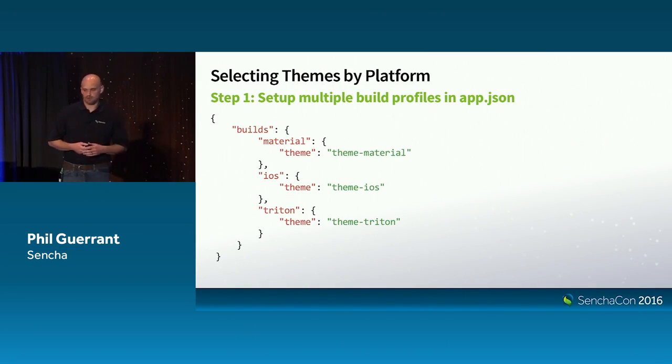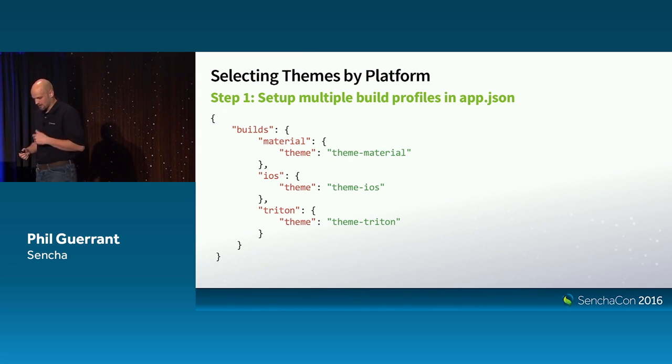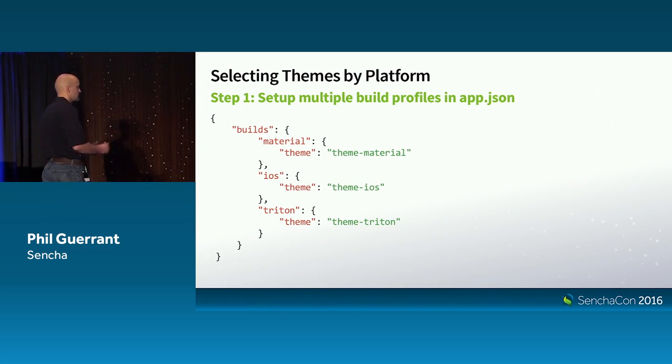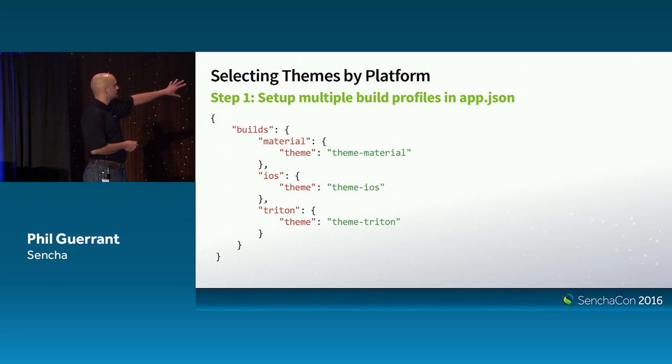Since we have these great new themes, you might also have some custom themes of your own. A likely thing that you'll want to do is to change what theme you display to your users based on what kind of device they're using. To do that, we go into our app.json file, and using the builds property, we can configure a few different builds, each one using a different theme.